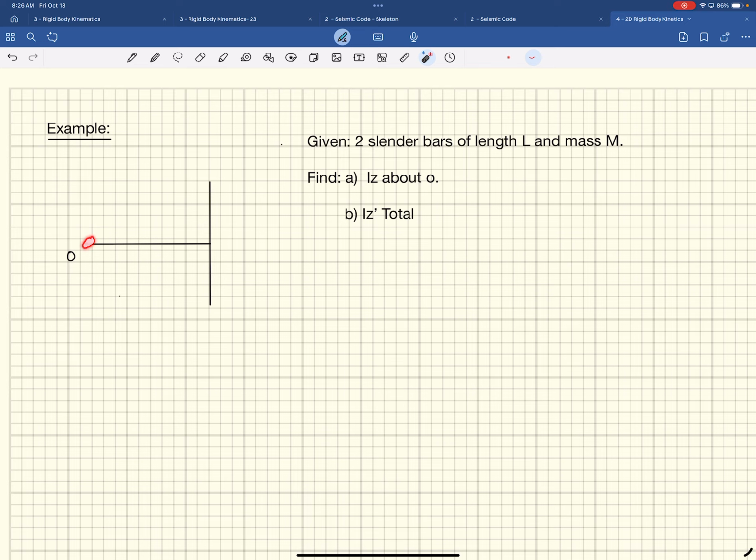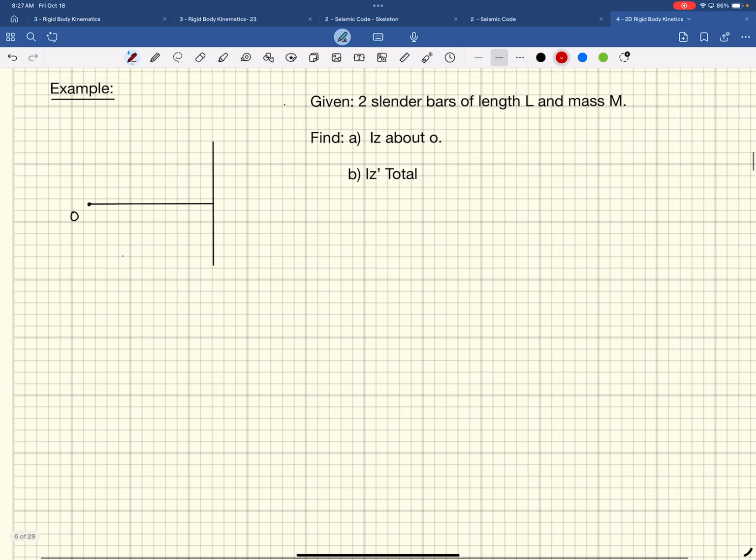And then we're also going to figure out what I is about the composite mass center. So this is one of those objects. We're not going to find this shape in a table, so we're going to have to look this thing up. We're going to have to composite it. We're going to have to break it up and use a method of composite bodies.